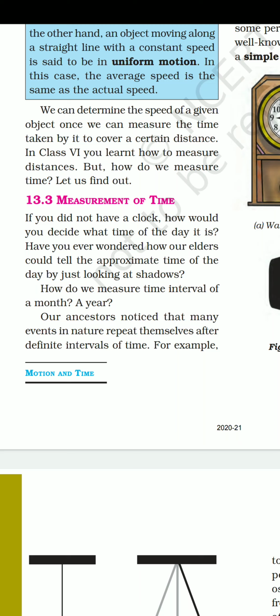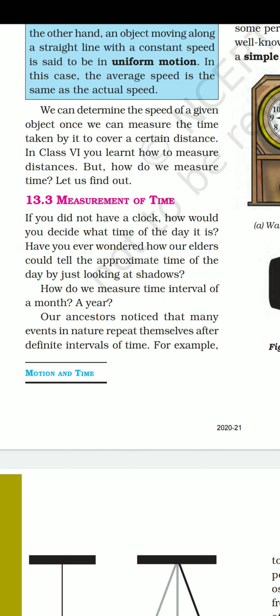Good morning, students. Today we are going to study measurement of time. If you did not have a clock, how would you decide what time of the day it is? Have you ever wondered how our elders could tell the approximate time of the day by just looking at shadows?